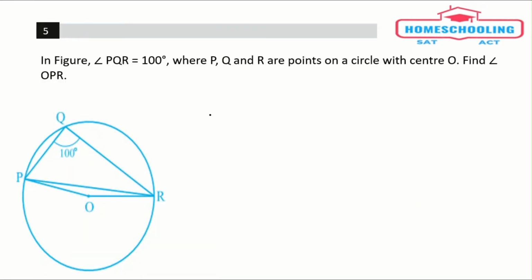Now in this question, in the figure, angle PQR is 100 degrees, where P, Q, R are points on a circle with center O. Find angle OPR. So we have to find this angle.